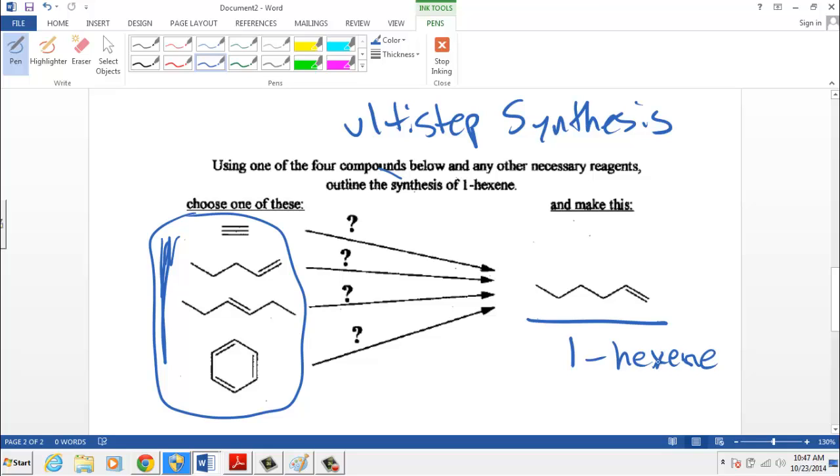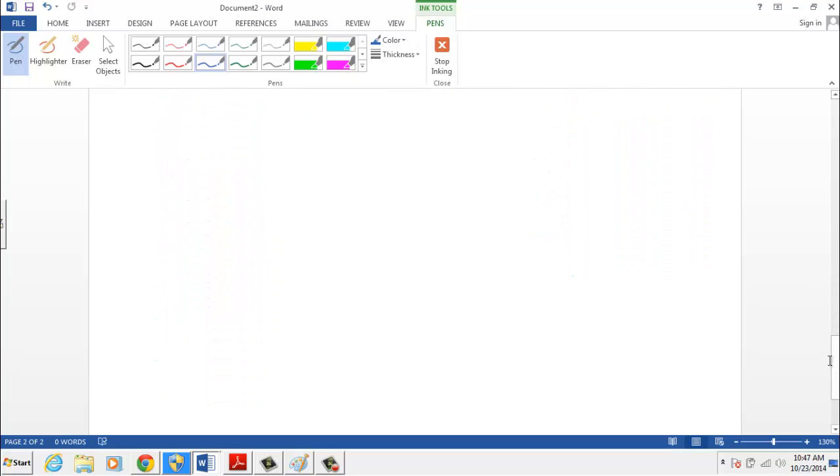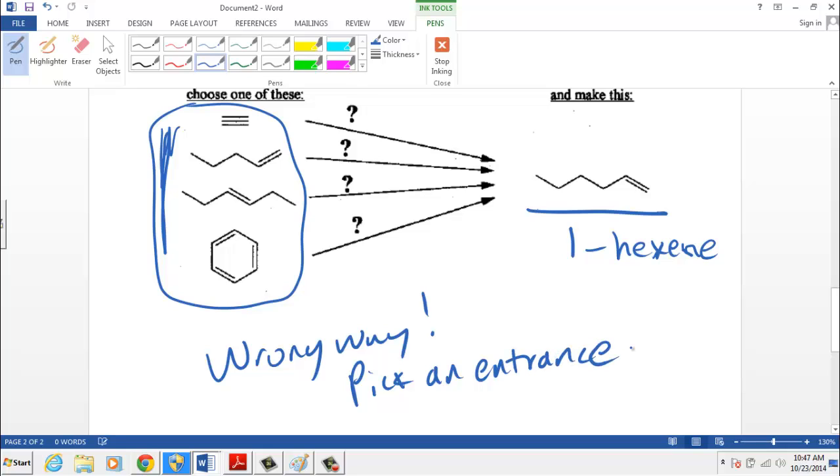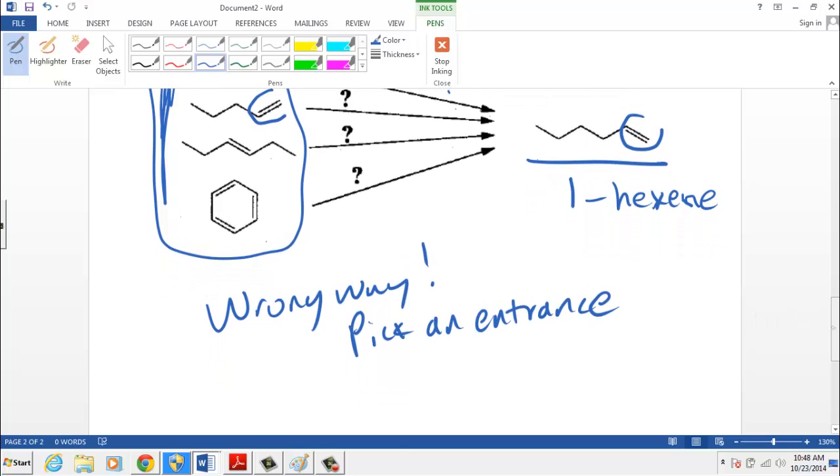Sorry, still getting used to this pen. Okay, so let's see. The wrong way to do it would be to say, hey, I'm just going to fly right into this. Let's see which of these four entrances they want to do. Wrong way. Pick an entrance and go for it. Okay, I'm going to say, you know what? Double bond in the product is at the end, and in this molecule there's a double bond at the end. Maybe that's the best choice. And you already know the answer. No, it's not. But we don't know that at the start.